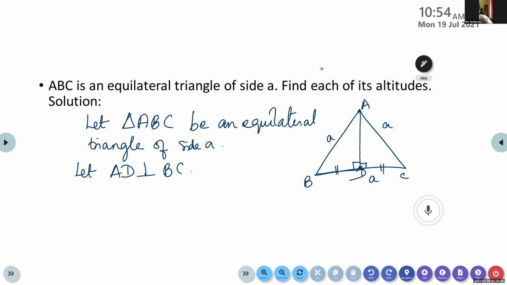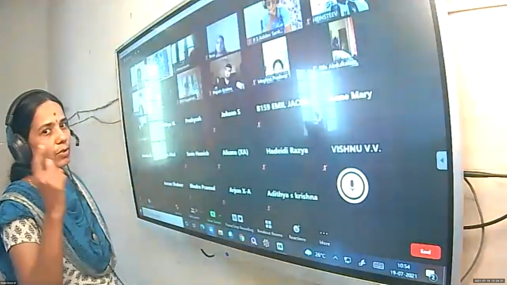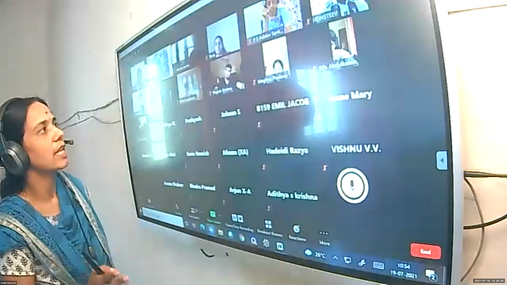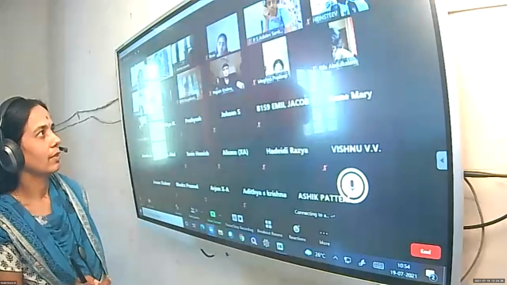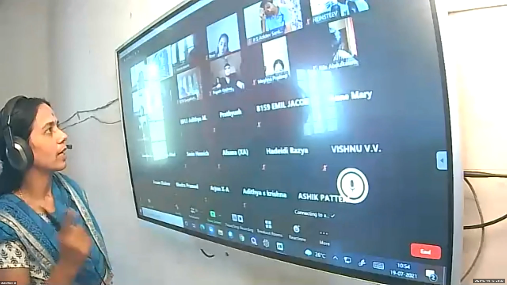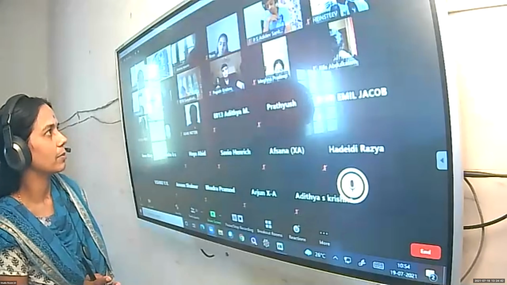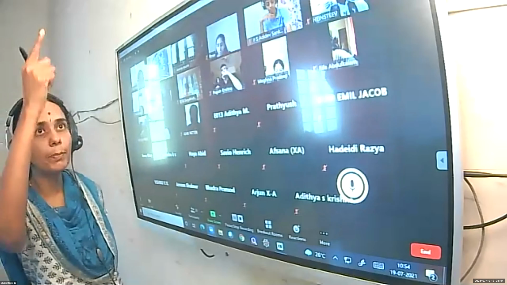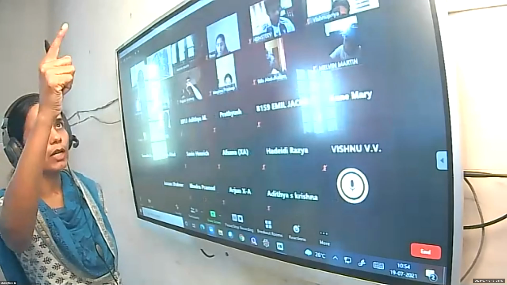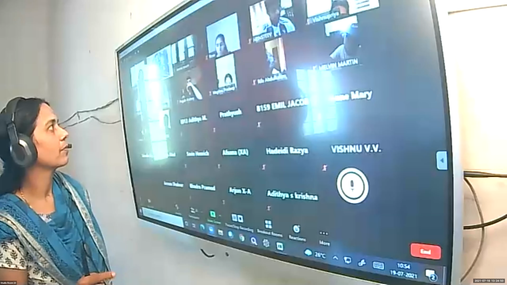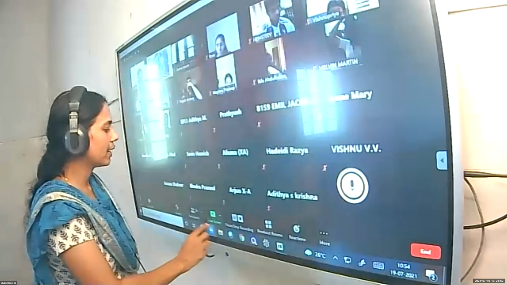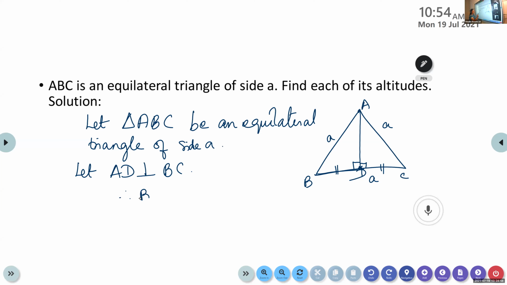For an equilateral triangle, note it: altitude and median will coincide. Is it clear, Prajot? Altitude means perpendicular. Median means the line joining one vertex to the midpoint of the opposite side. In an equilateral triangle, altitude and median will be the same. Therefore BD is equal to CD is equal to A by 2.